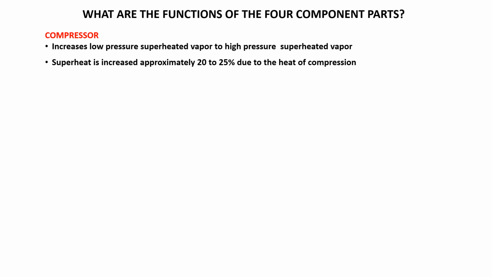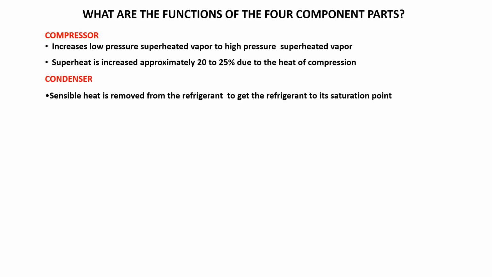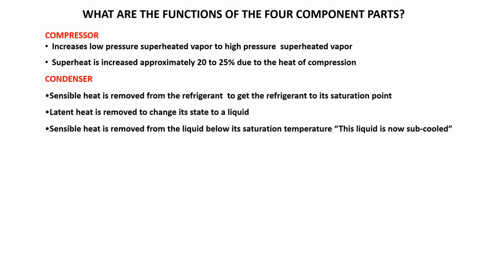The condenser: sensible heat is removed from the refrigerant to get the refrigerant to its saturation point. Latent heat is removed to change its state to a liquid. Sensible heat is removed from the liquid below its saturation temperature. This liquid is now subcooled.